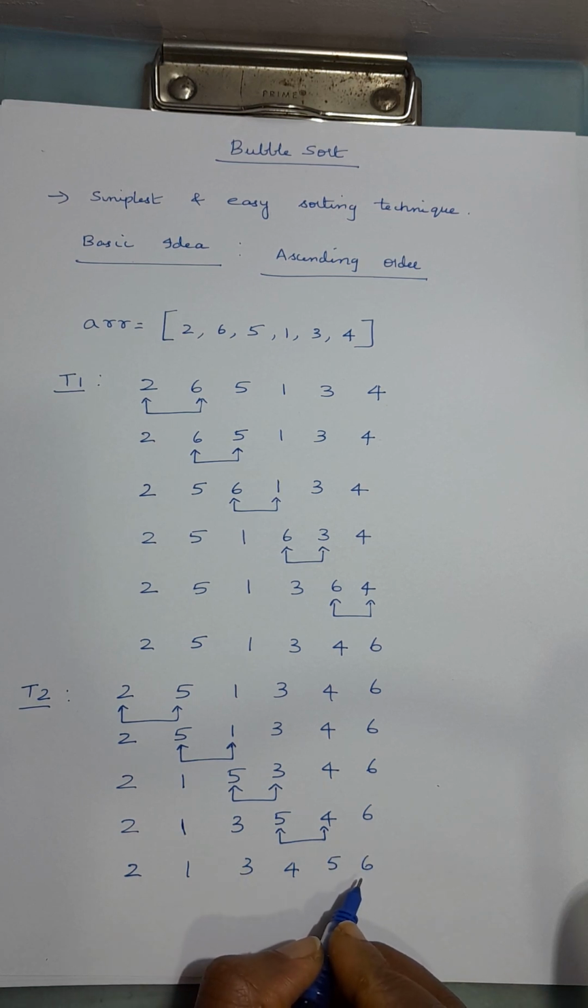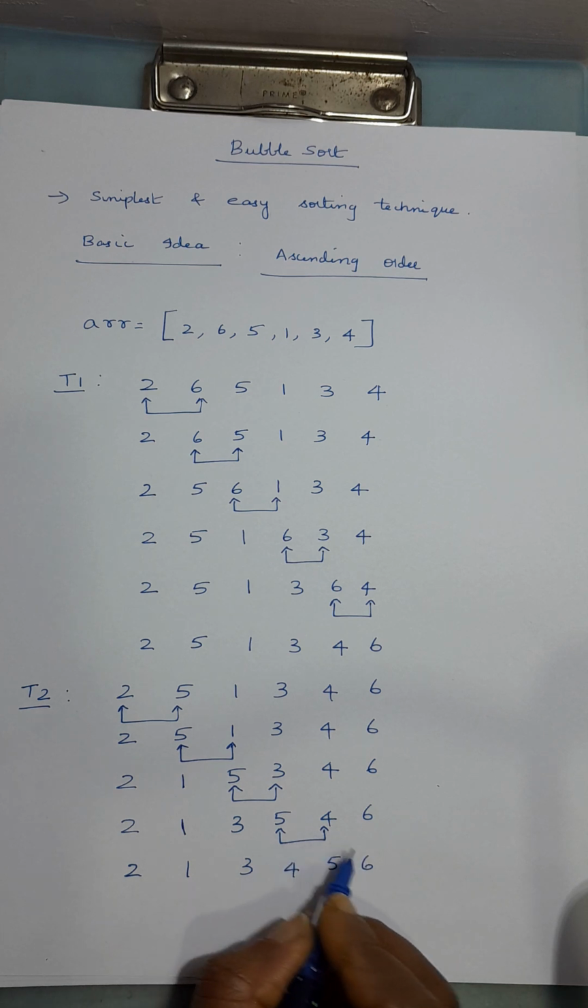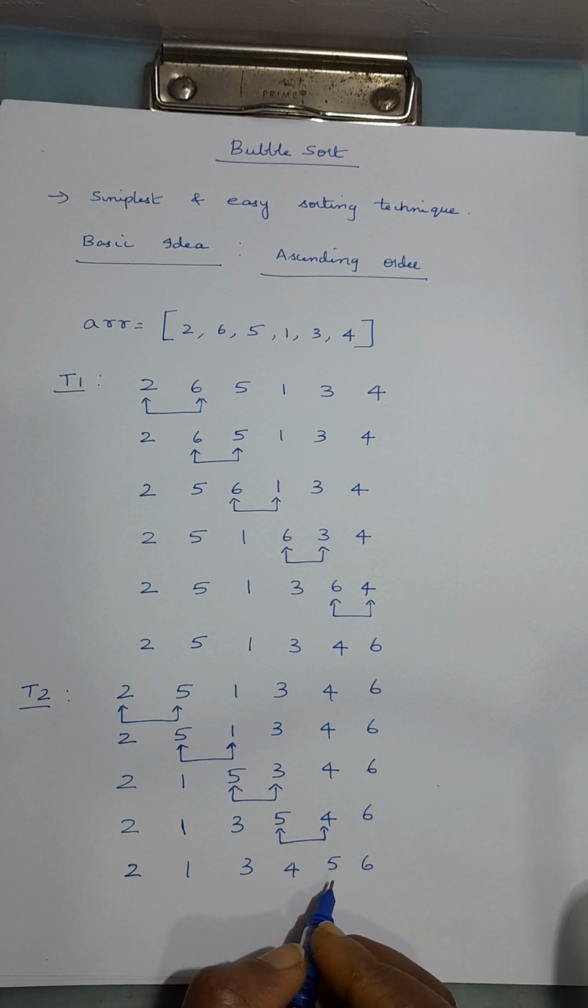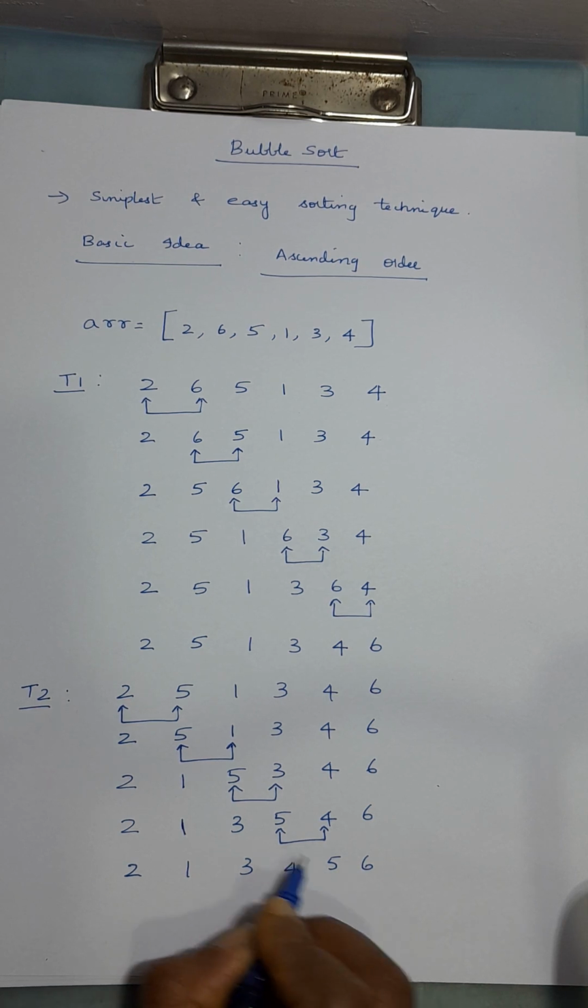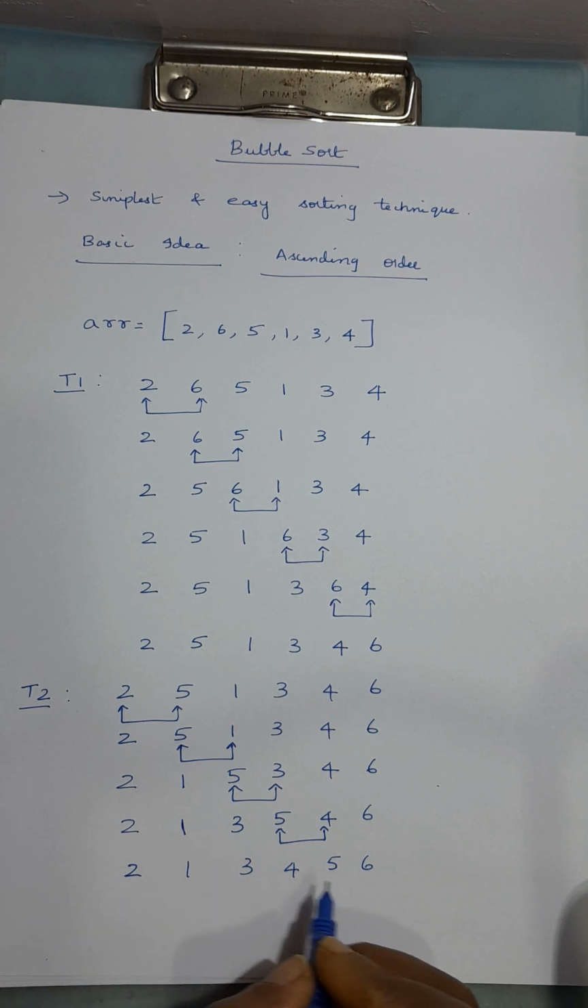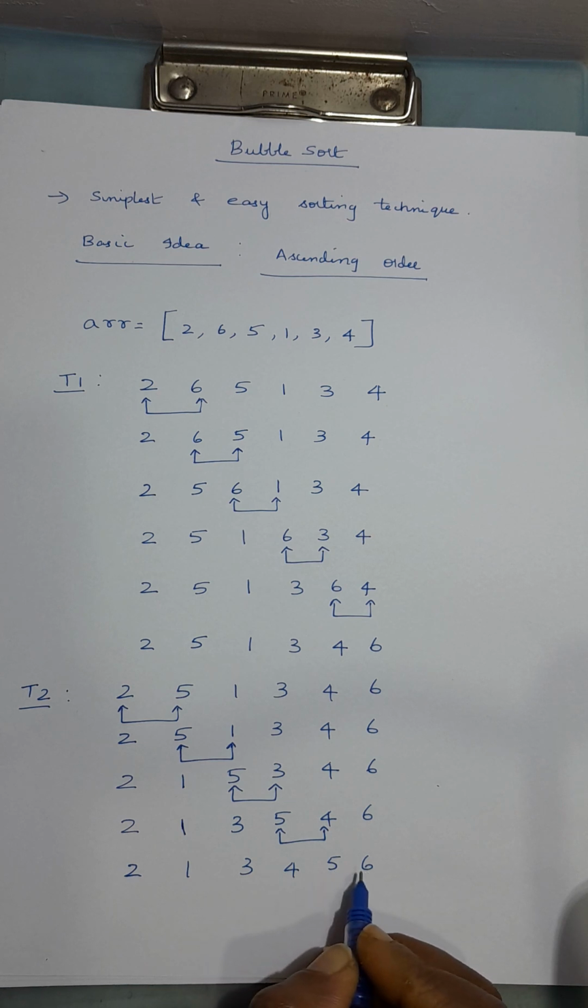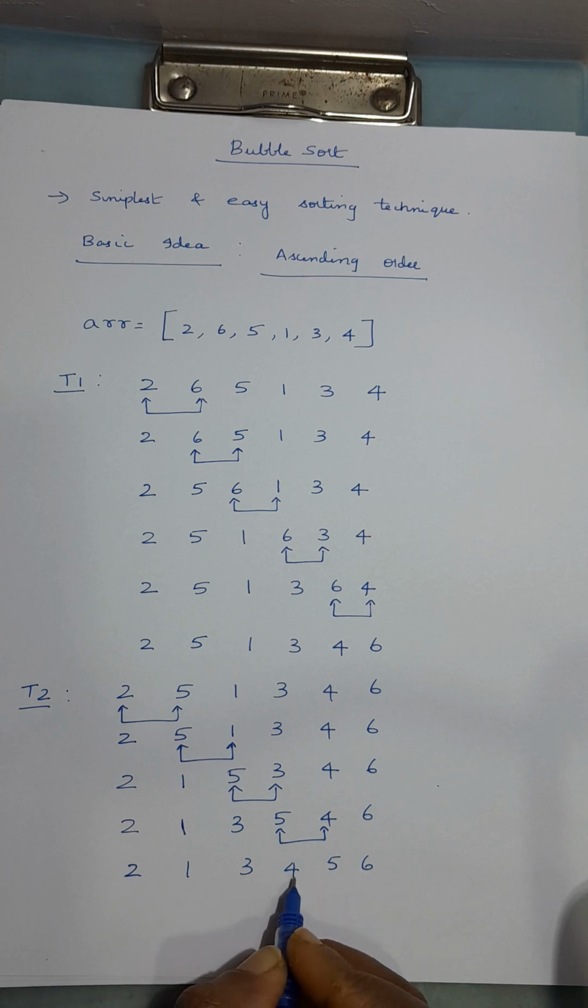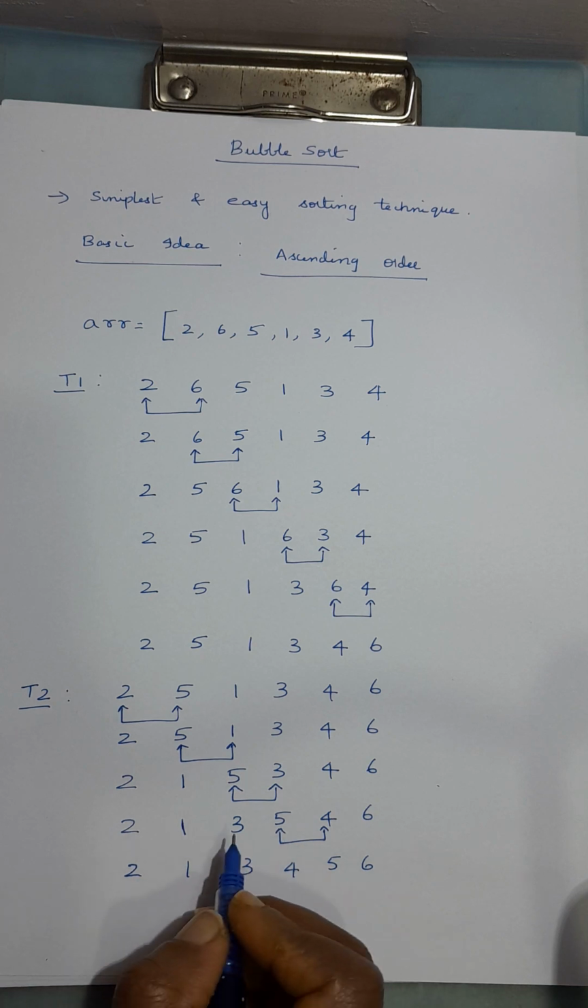Since 6 is already sorted, we should not check between 5 and 6. We have to stop our checking before the last sorted number. This is the actual concept of bubble sort. So we just stop till here. After trace 2, 5 and 6 are two numbers which are already sorted. Now we have to select the remaining elements and try sorting.